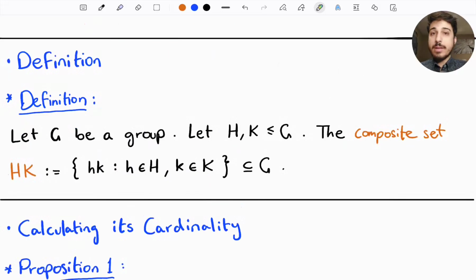Let's get started. The definition is fairly straightforward. Let G be a group and H and K two subgroups in G. The composite set, HK, is defined to be h times k for all elements h in H and all elements k in K, which is a subset, of course, of G.